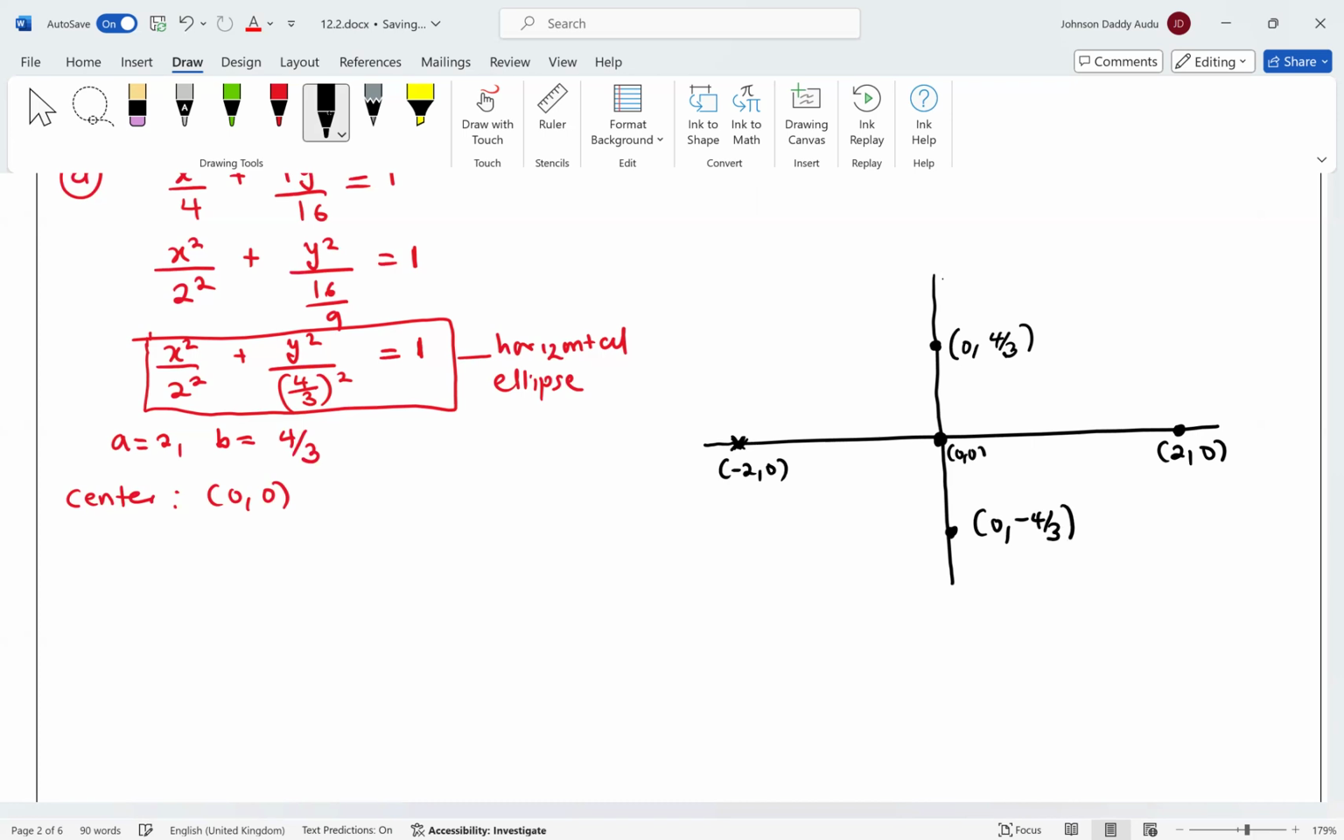So we already have those. Then we can find our C, right? What is C? C is just going to be the root of A squared minus B squared. So this is root of A squared minus B squared, and this is going to be 4 minus what? 16 over 9. And everything is going to be root of what? 20 over 3. So this is like 2 root 5 over 3. So this is C. C is just 2 root 5 over 3. Let me write it here. This is just 2 root 5 over 3.